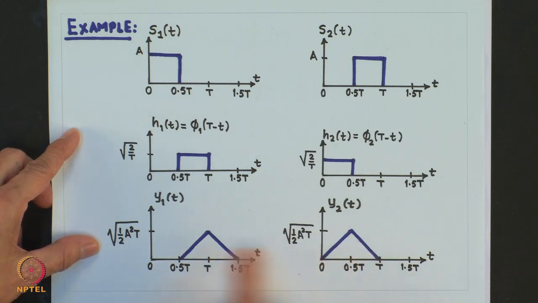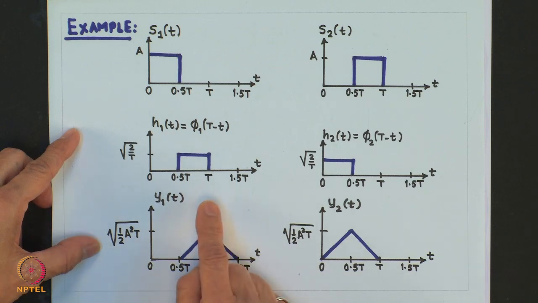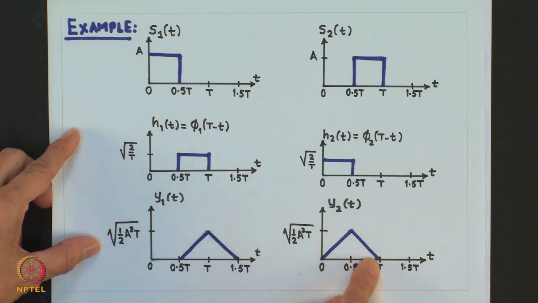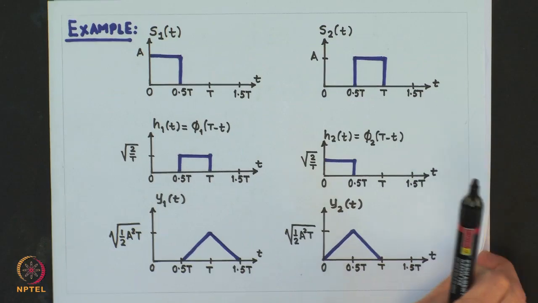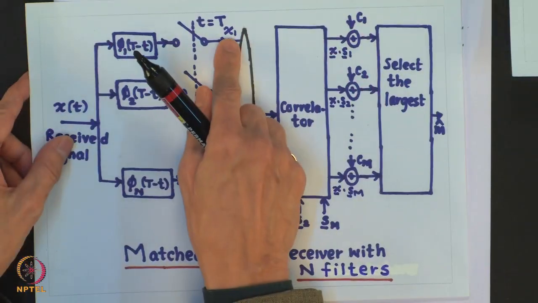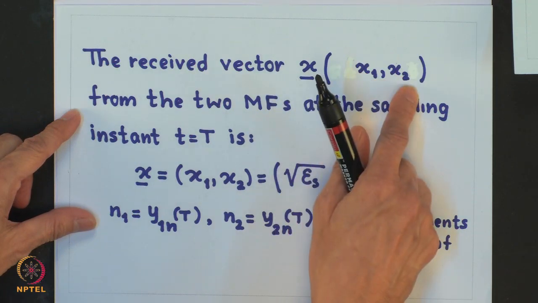Now, you sample both of these outputs at t equal to capital T. If I do this, from the first channel I will get this value, and from the second channel I will get this value, corresponding to the signal component of the output. Okay, fine. So, what we are saying is this vector x1, x2 will be your receive vector. I denote it x1, x2.